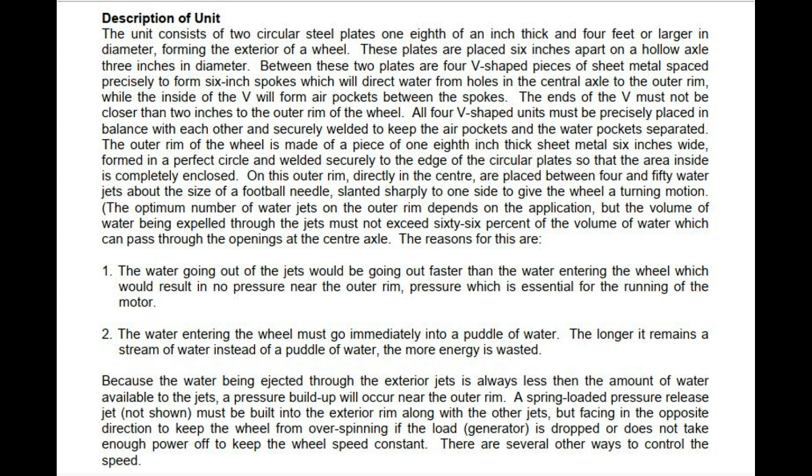A spring-loaded pressure release jet, not shown, must be built into the exterior rim along with the other jets, but facing in the opposite direction to keep the wheel from overspinning if the load generator is dropped or does not take enough power off to keep the wheel speed constant. There are several other ways to control the speed.